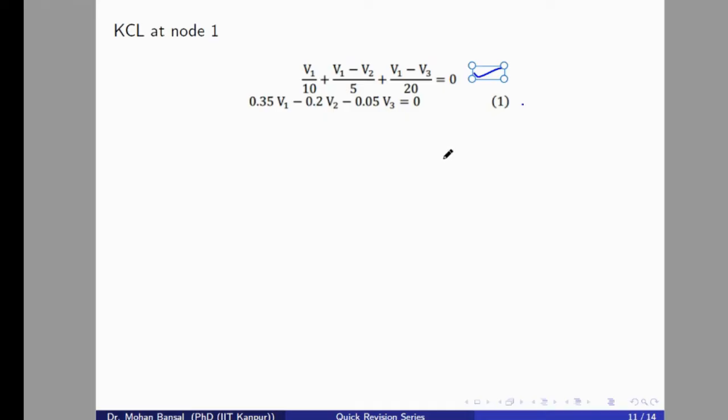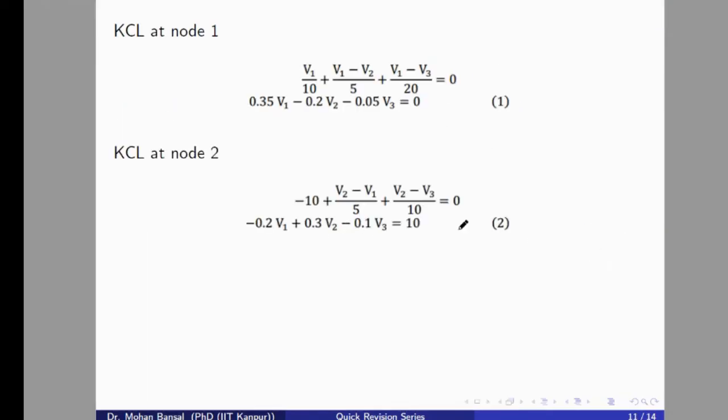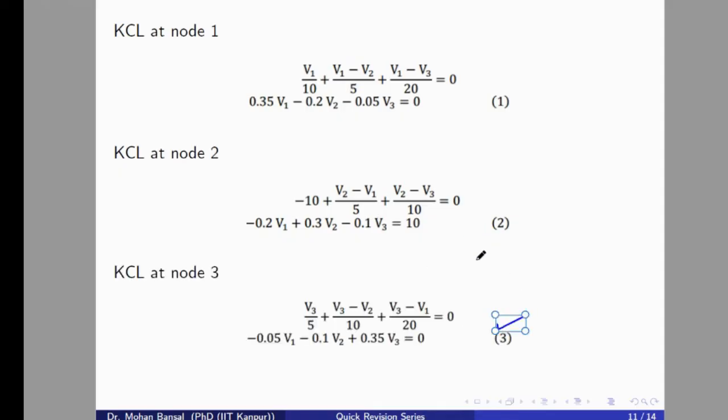Similarly, we will apply nodal analysis at node V2. We will get the expression (V2 minus V1) divided by 5 plus (V2 minus V3) divided by 10 is equal to 10. After simplifying it, you will get another expression. Similarly, you apply KCL at node 3 and get the third expression. Now we have three equations, equation 1, 2 and 3, with three variables V1, V2 and V3. We can easily compute the values of V1, V2 and V3.